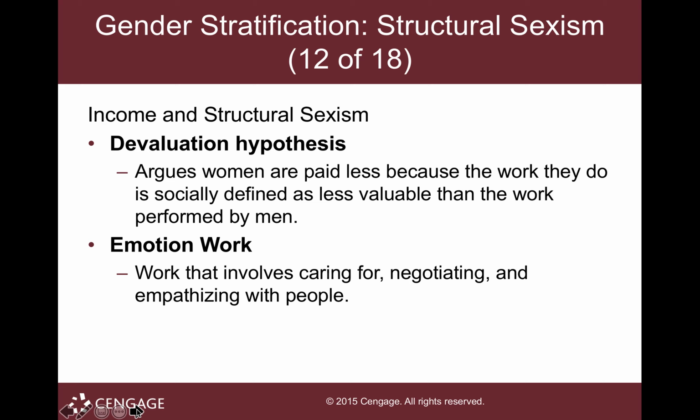So income and structural sexism continued is the devaluation hypothesis, which argues that women are paid less because the work they do is socially defined as less valuable than the work performed by men. So here we see how people, for example, teachers, we know that teachers are not being paid very well. Many teachers are underpaid.